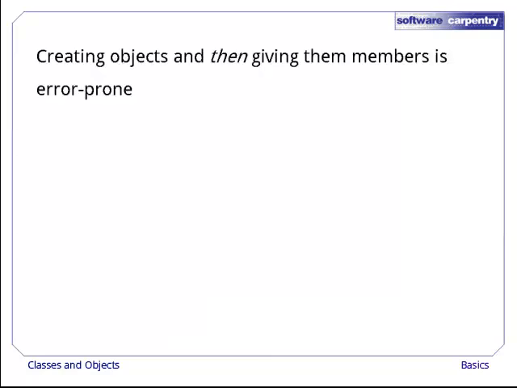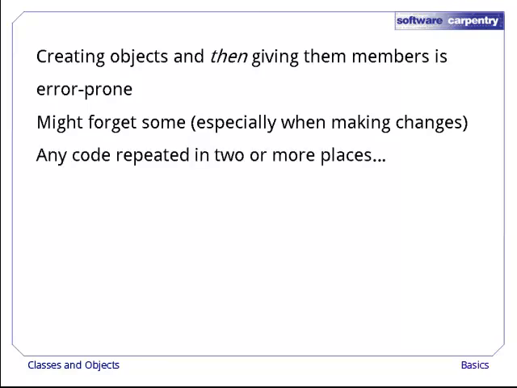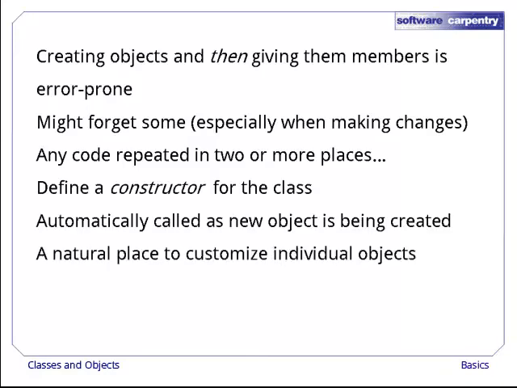Creating objects and then giving them the member variables that their methods depend on is a very error-prone way to program. For one thing, it's all too easy to forget the required member variables, or to give them the wrong names, especially if we're creating those objects in many different places. Object-oriented languages solve this problem by allowing us to define something called a constructor for the class. Constructors are automatically called as new objects are being created, which makes them a natural place to customize individual objects by creating member variables. Every language has its own syntax for defining constructors.